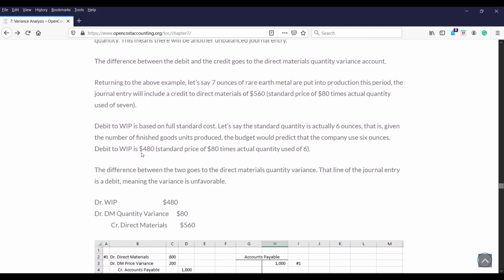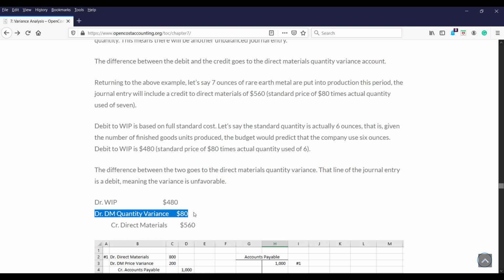Now, for WIP, it's full standard. So in my example here, I say the standard quantity is 6 ounces. I don't know exactly what that means. Let's just say that every ounce of rare earth metal is supposed to give us 100 cell phones. Let's say we're a cell phone manufacturer. Well, that's our standard, 100 cell phones per ounce of direct materials. But to produce 600 cell phones, we actually use 7 ounces of rare earth metal. That's not good. That's inefficiency. And so we are going to multiply the standard amount, 6, times the standard price, 80, and debit that amount to WIP, and take the difference between these two and debit it to our quantity variance.